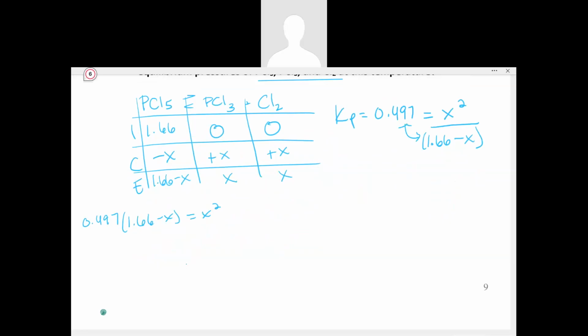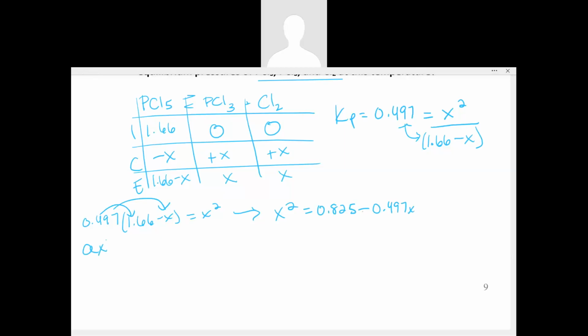We will distribute these values, so we end up with x squared, and we multiply 0.497 times 1.66, which gives us 0.825, and then minus 0.497x. So this is almost in quadratic form.